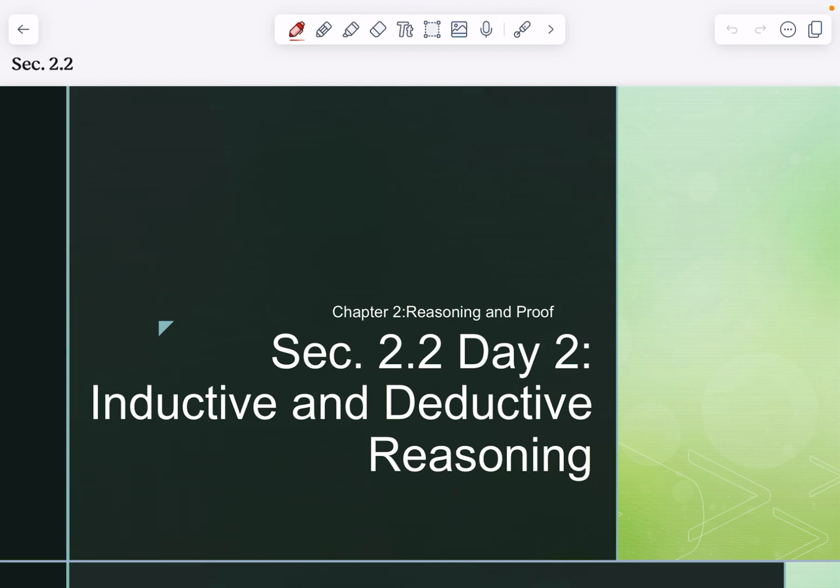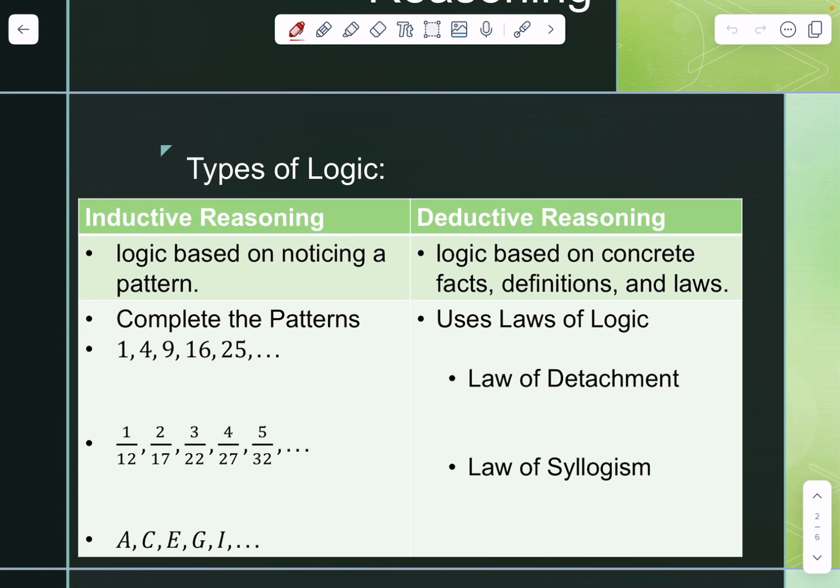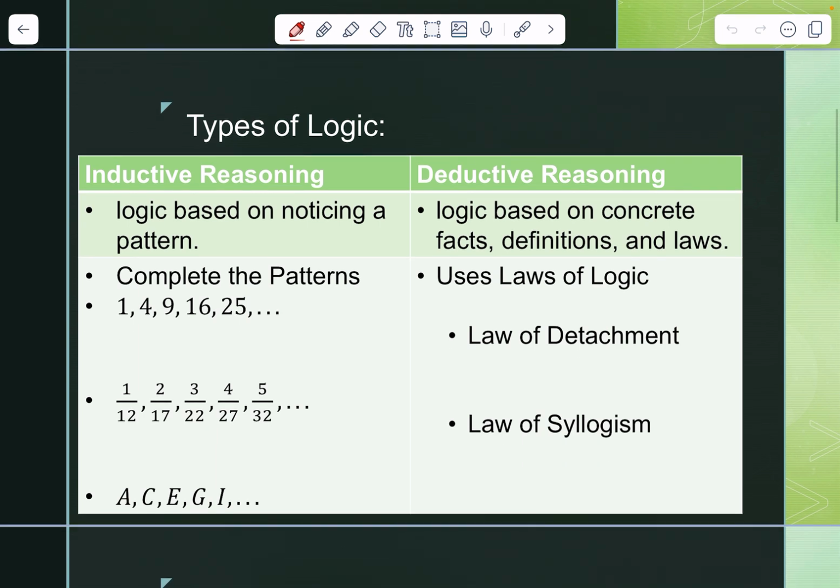We are continuing in Chapter 2, Reasoning and Proof, and today we are going to be talking about inductive and deductive reasoning. So let's start off with the difference between the two. Inductive reasoning is simply logic based on noticing a pattern. We are looking at the pattern and trying to figure out what would come next. Deductive reasoning is logic based on concrete facts, definitions, and laws.